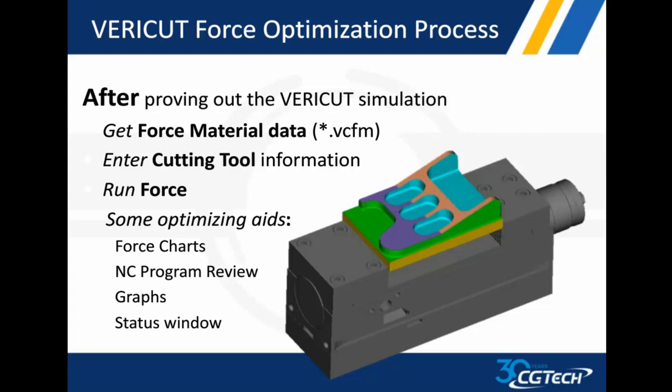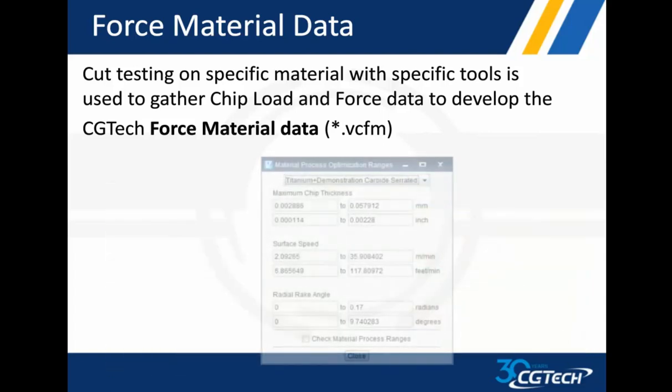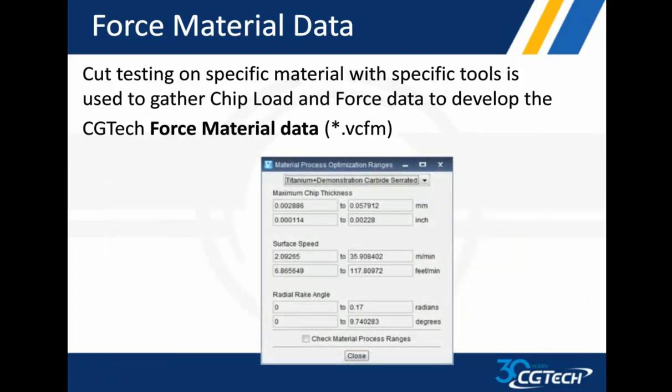So as you can see here, here's a dynamometer. We've made the cuts, depending on the type of material. We have 30 or 40 different material data specs already on hand. We can actually cut more if there's something needed that isn't in our list. This is the force material data spec showing you where we've cut some of the materials, the chip thickness that we use, the surface feet.